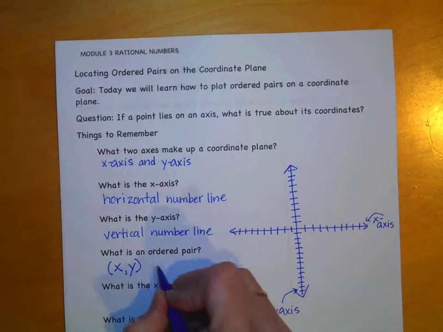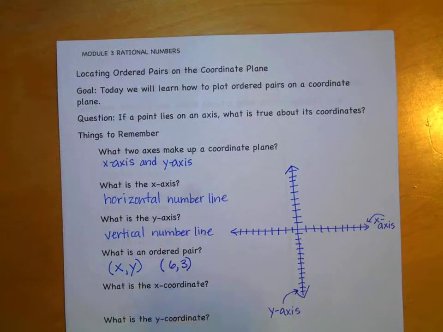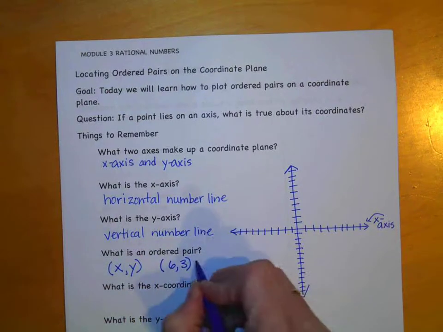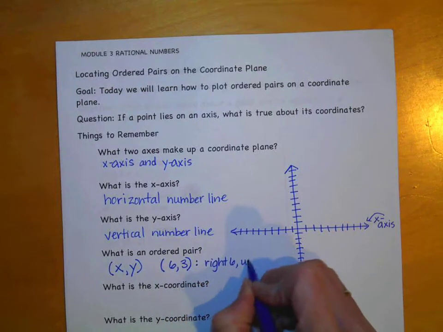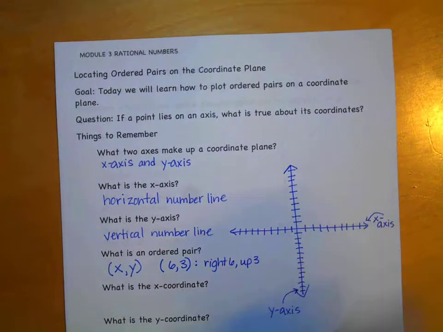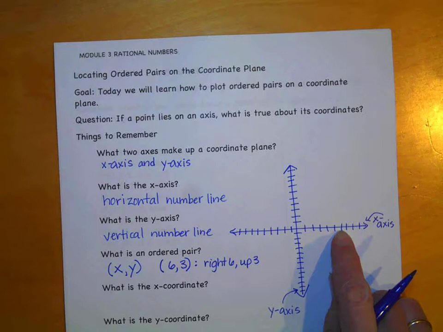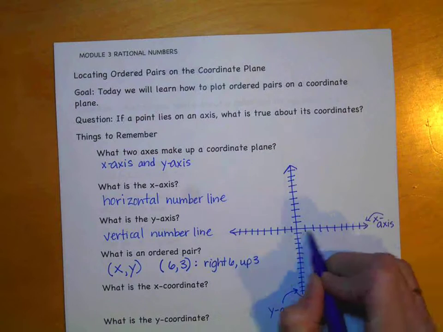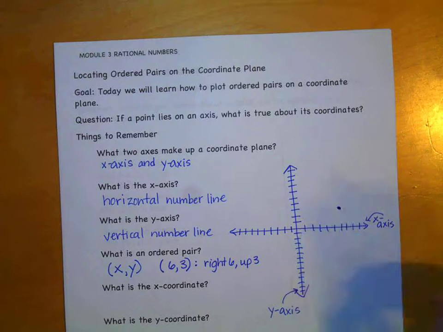So, for example, let's do (6, 3). What that means is, because this is a positive 6, I'm supposed to go to the right 6 and up 3. That's how we say it when we read an ordered pair. So I go from the origin, you always start at the origin, and go to the right 6: 1, 2, 3, 4, 5, 6. And then up 3: 1, 2, 3. What you have to do is collide them. So 1, 2, 3, 4, 5, 6, and 1, 2, 3. So it sits about right there.